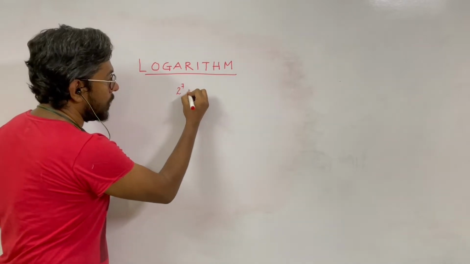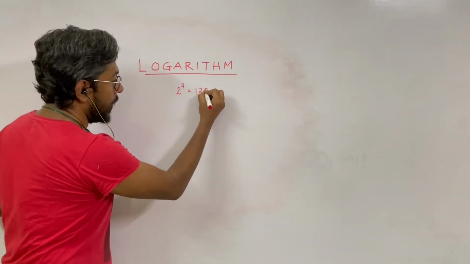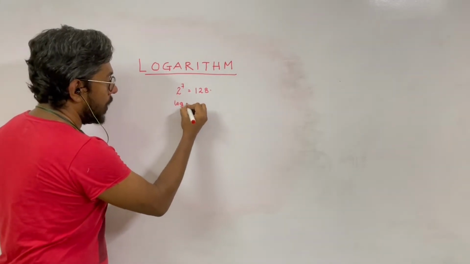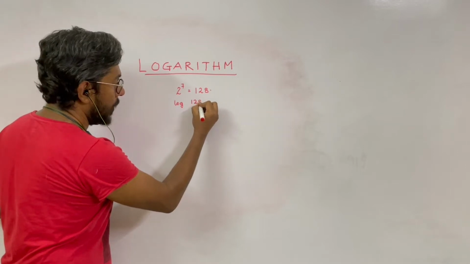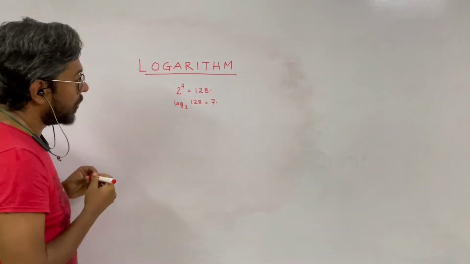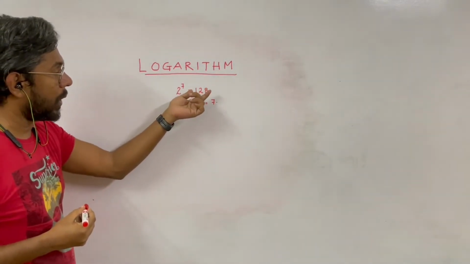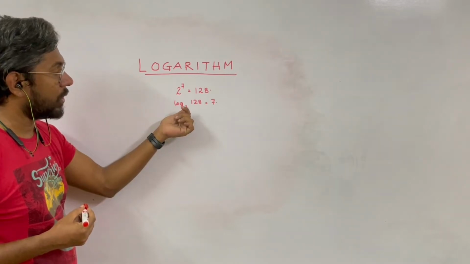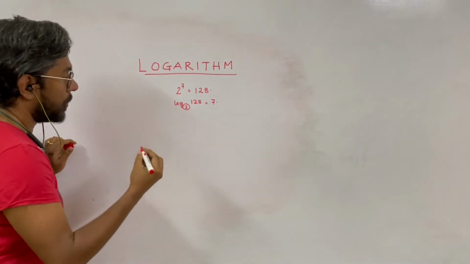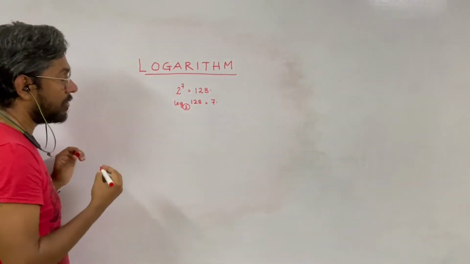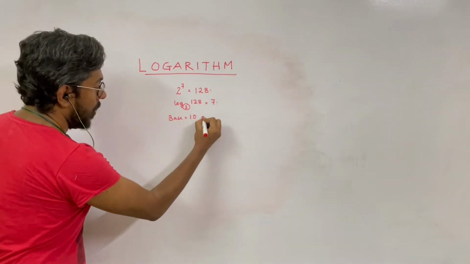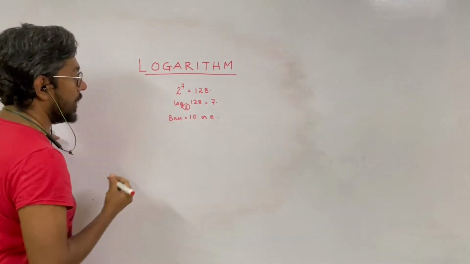First, let us introduce ourselves to the concept of base of a logarithm. We know 2 to the power 7 equals 128. Now if we write it in terms of log, we can write log 128 base 2 equals 7. So in log, we are expressing one number in terms of the other number. So this is our base. Normally in sums, we have either a base of 10 or a natural base of e.